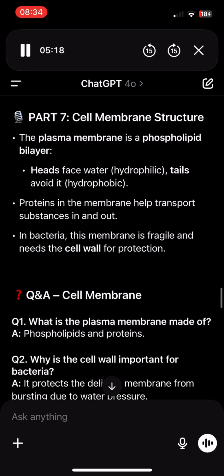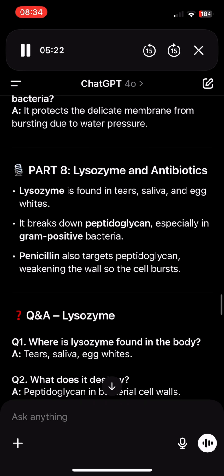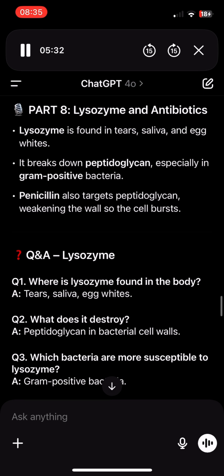Part 8. Lysozyme and antibiotics. Lysozyme is found in tears, saliva, and egg whites. It breaks down peptidoglycan, especially in gram-positive bacteria. Penicillin also targets peptidoglycan, weakening the wall so the cell bursts.